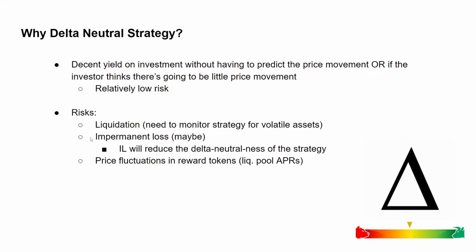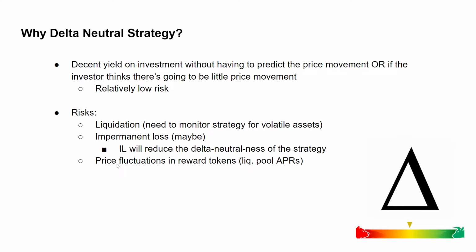a volatile one. There's a risk of potentially impermanent loss, and that's if any type of yield farming or liquidity farming is utilized in the strategy. Impermanent loss might reduce the delta neutralness of the strategy. So maybe the entire strategy might be in a net short position, or the entire strategy might be in a net long position. It depends.